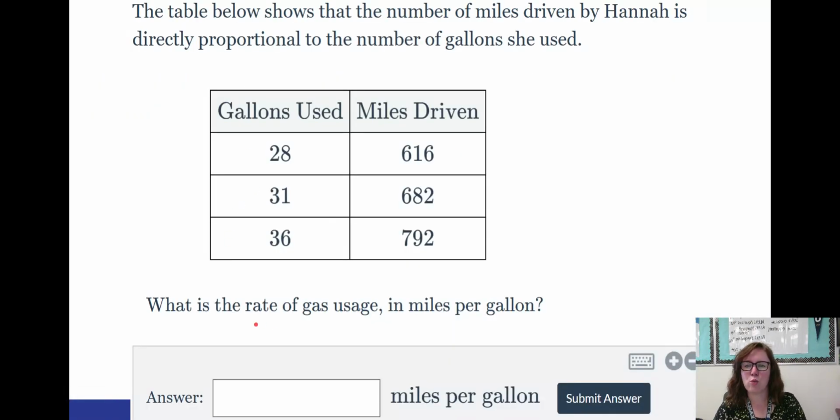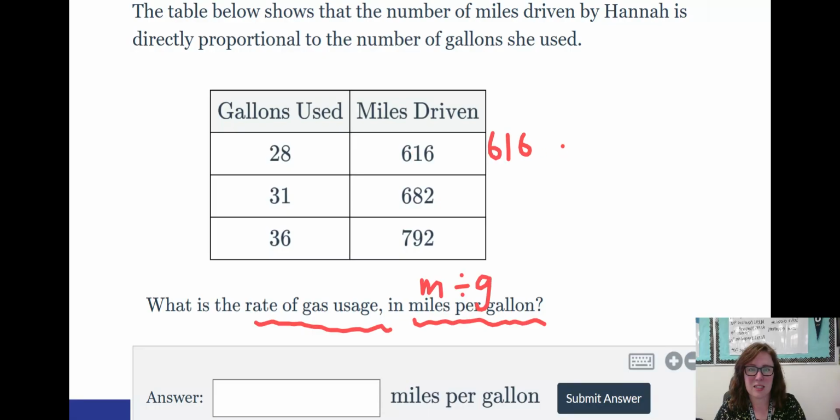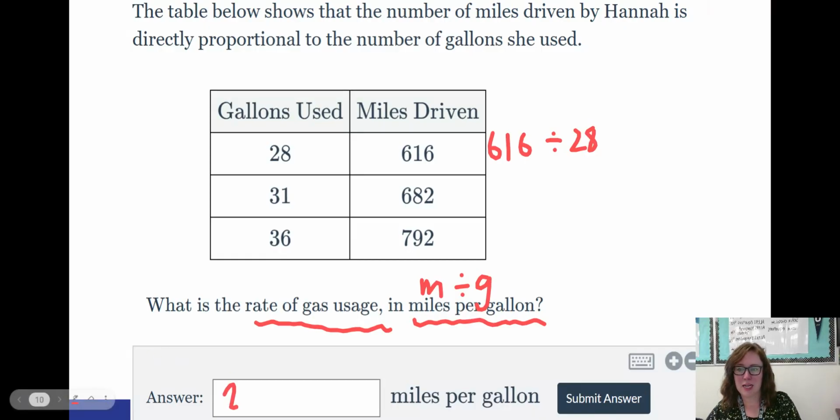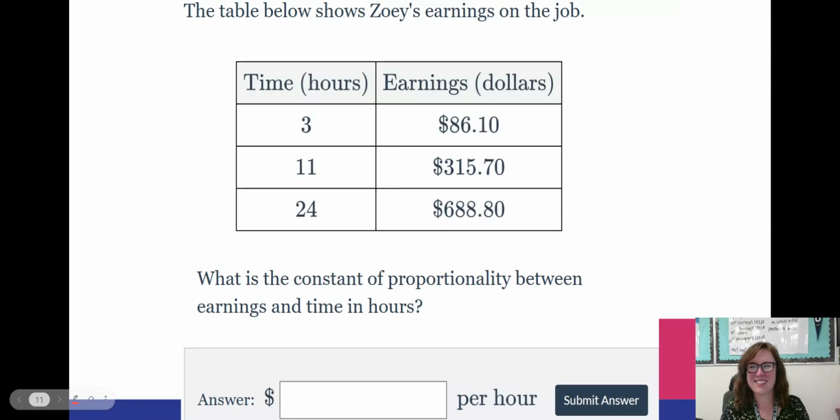All right, what is the rate of gas usage in miles per gallon? I love questions like this because it literally tells us, do the miles divided by the gallons. So we're just going to do the miles, 616 divided by the gallons. And it should be the same every single place we choose on the table. 22. There you go. So it was 22 miles per gallon. Not great, but not the worst thing in the world.